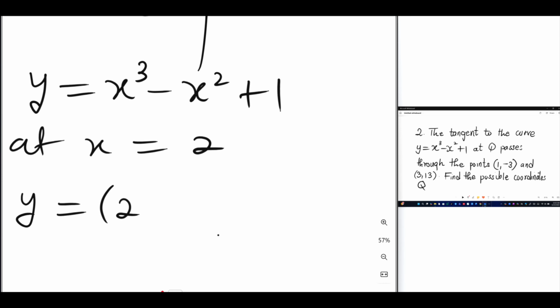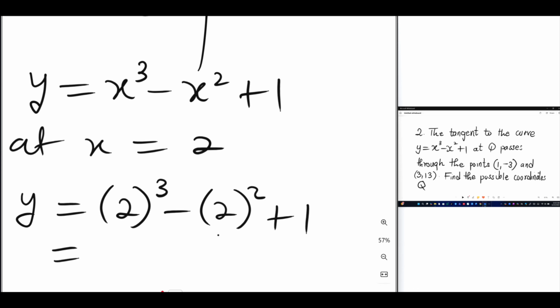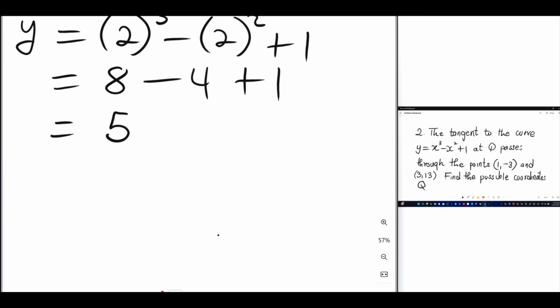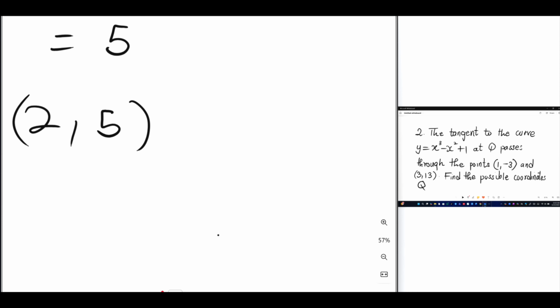So x will be here exponent 3 minus 2 exponent 2 plus 1. So you are going to get it to be 8 minus 4 plus 1. 8 minus 4 will give us 4, plus 1 will give us 5. All right. So the point becomes (2, 5). So the x coordinate is 2 and the y coordinate is 5. Now we take the other value too.